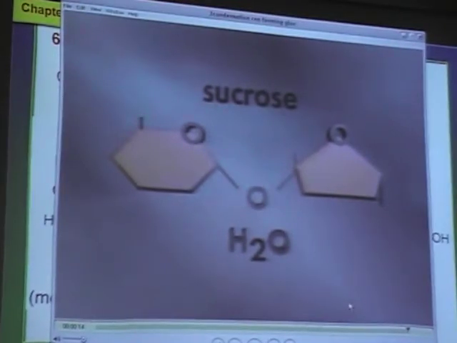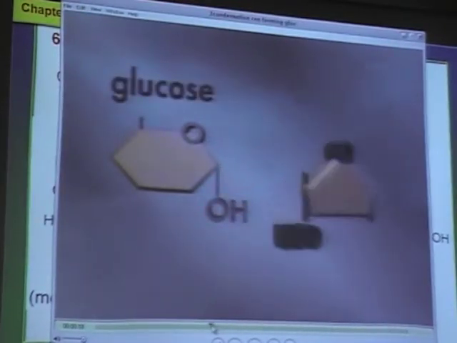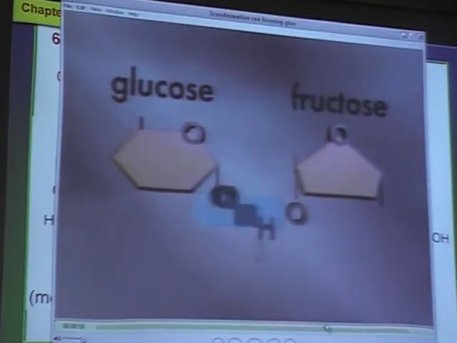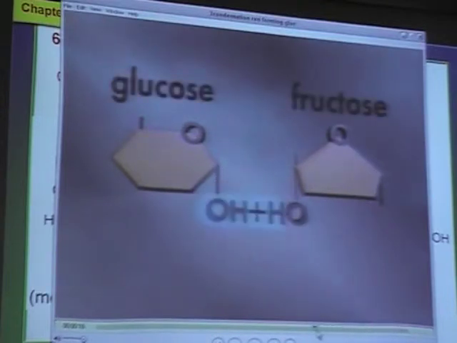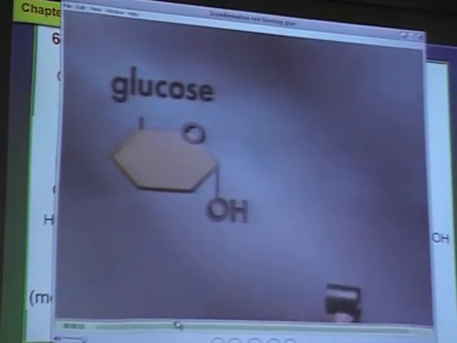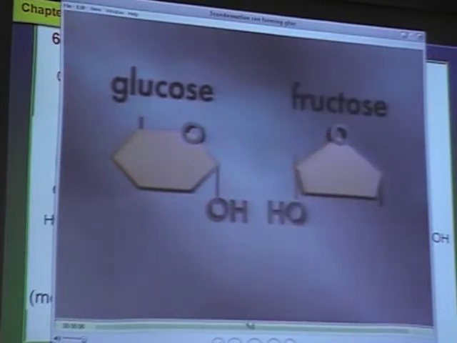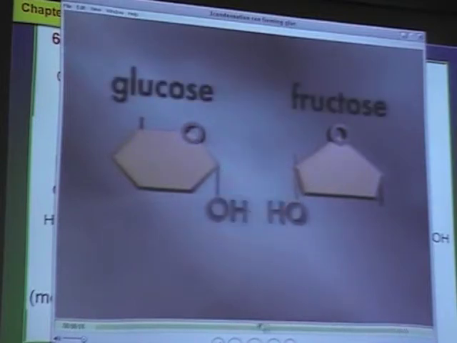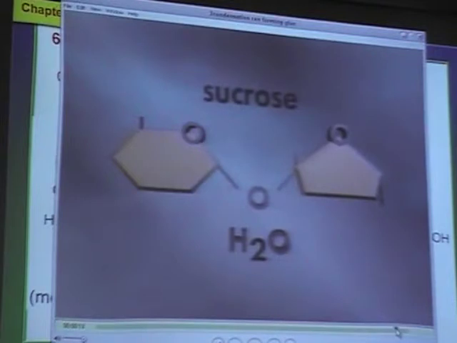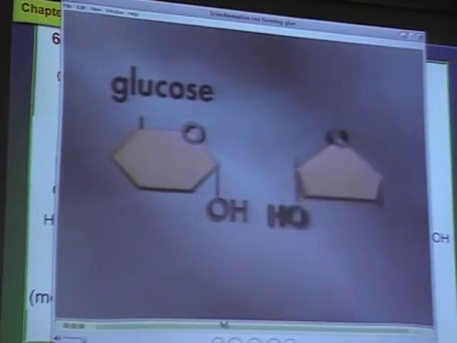So what happened was, check this out. This molecule comes up here and hooks onto this other molecule, and it releases water. That is a chemical reaction. We start with two things, glucose and fructose, and we end up with two different things, water and sucrose. That's so awesome. That's a chemical reaction. Joining two molecules together to make a bigger molecule.